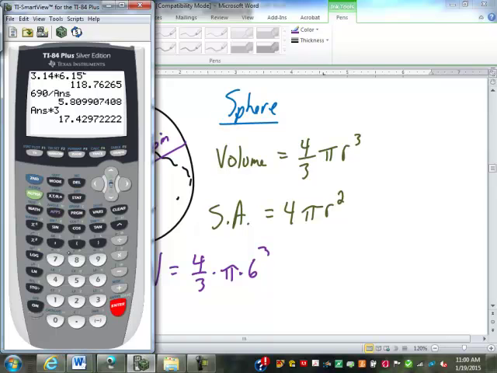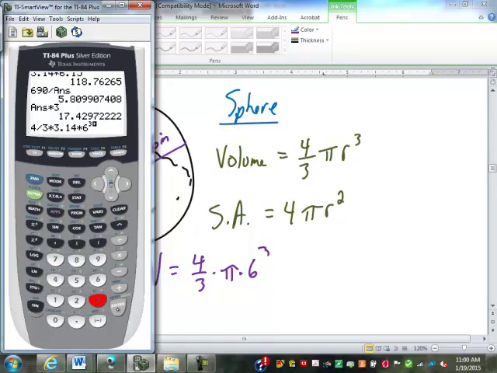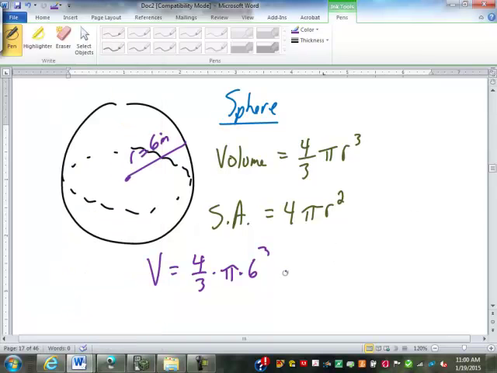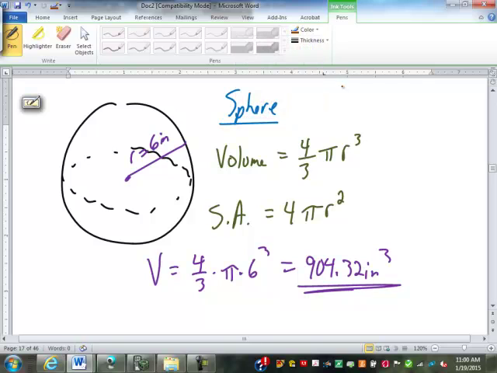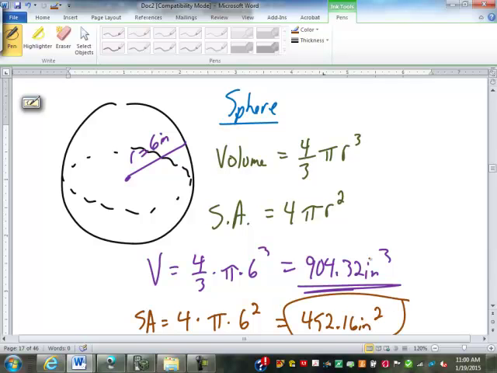Now on your calculator, the easiest way to enter this is just 4 divided by 3 times pi times 6 to the 3rd power. 904.32. And that is inches cubed. That's the volume. How about for the surface area? Well, it's just going to be 4 times pi times 6 squared, which is going to be, what, 452.16 approximately? Inches squared. Is that what we come up with?